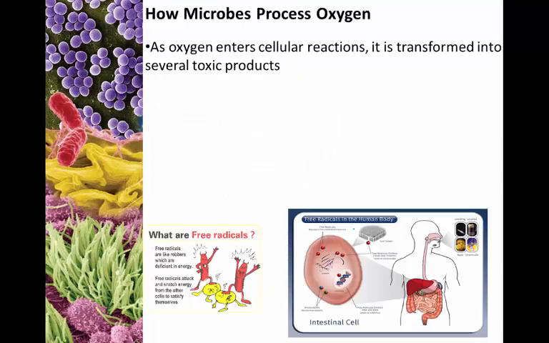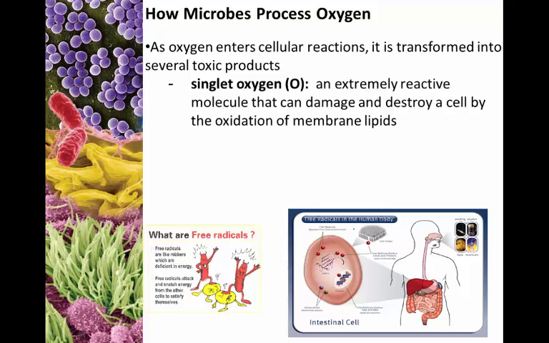So let's talk about how microorganisms are processing oxygen. As oxygen enters cellular reactions, it gets transformed into several toxic byproducts. So as oxygen is utilized, these are the results of that oxygen utilization.